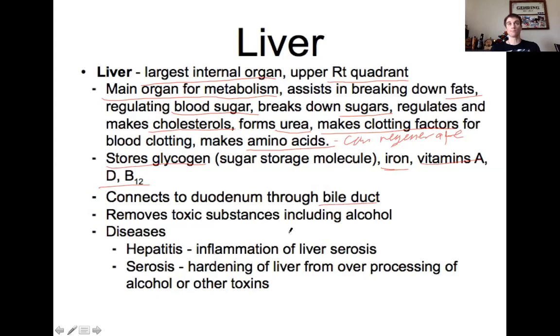One of the big functions of your liver, along with the others listed, is to remove toxic substances. One of the major toxic substances it removes is alcohol. So people that do have alcohol addictions and consume large quantities of alcohol will sometimes have liver failure and liver issues. And when that happens, we call that cirrhosis of the liver. So this is cirrhosis, which is where your liver gets hard and no longer functions to break down the toxic substances in your body.